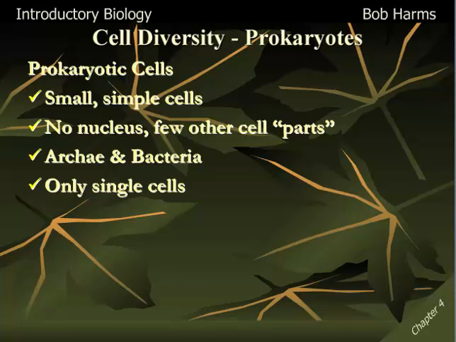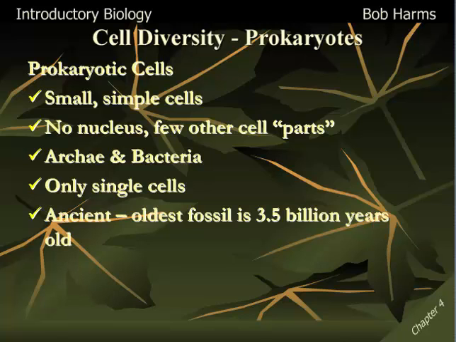We don't see any multicellular life with prokaryotic cells. We only see single-celled life. And these are certainly by far the most ancient form of life on our planet. Our oldest fossils date about 3.5 billion years old, and they're made up of entirely single-celled prokaryotic organisms. In fact, all of the fossils on our planet that are over about 2 to 2.2 billion years old contain nothing but single-celled prokaryotic organisms. So we know that the first forms of life on our planet were all these prokaryotic organisms.